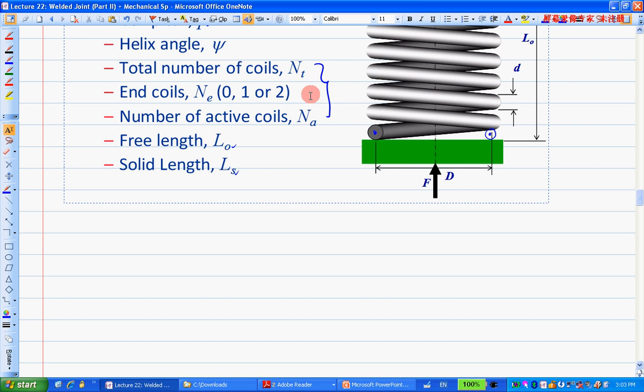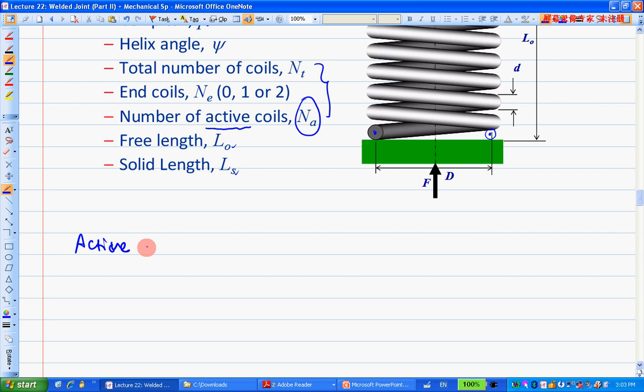Okay, the last one is NA. It's called the number of active coils. That's the keyword: number of active coils. Active coils basically means the coils that are not closed. If two adjacent coils are closed or touching each other, then that should not be counted as an active coil.